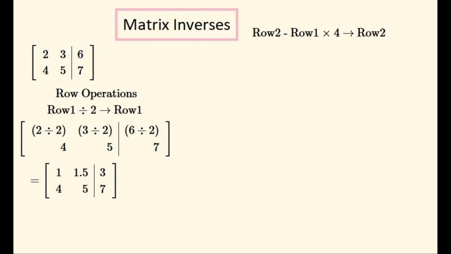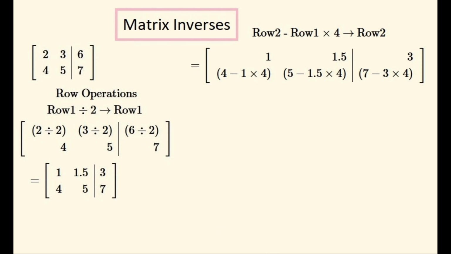The next operation is to make the rest of this column contain 0 entries. We'll do this by subtracting 4 times the first row from the second row. And this is the operation in a form so that we can see how it's done. This is the matrix after the second operation.